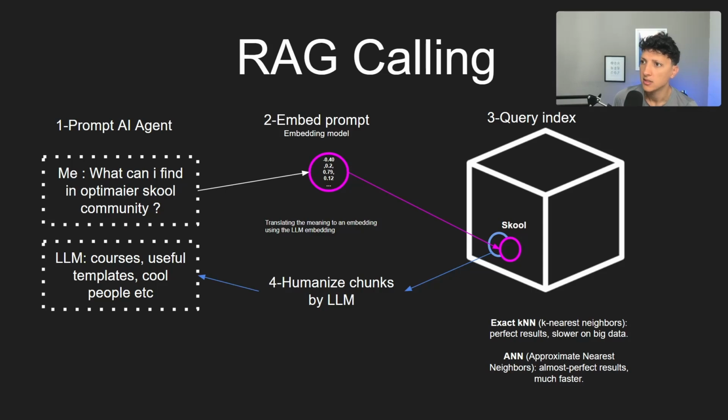So you will ask your question. For example, here I gave a prompt, what can I find in Optimize School community? What will happen next is that your RAG system will embed your prompt.